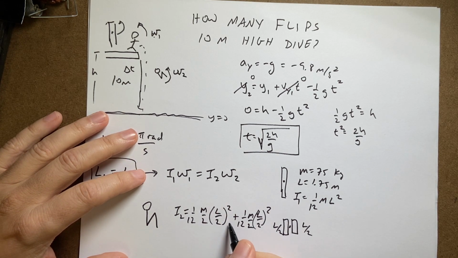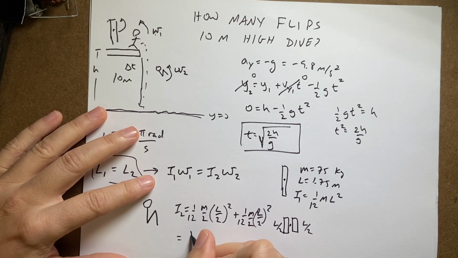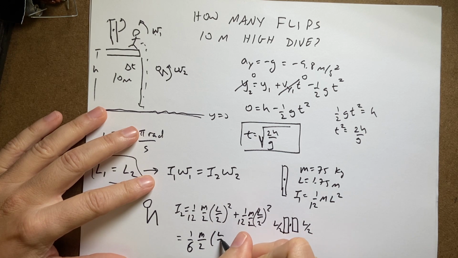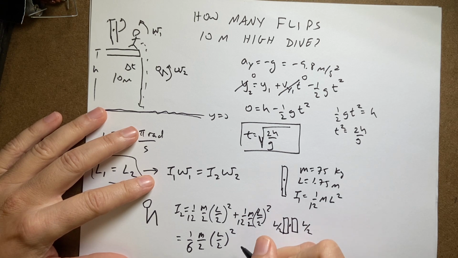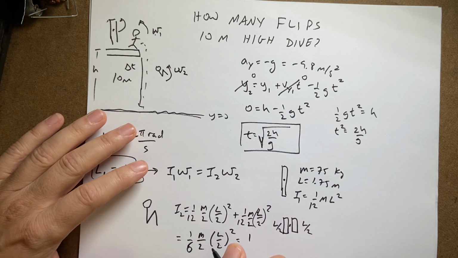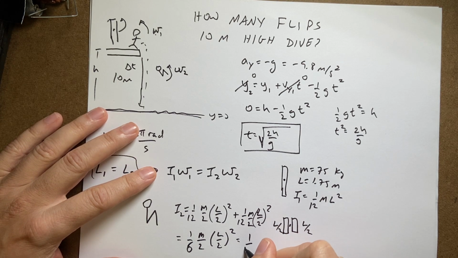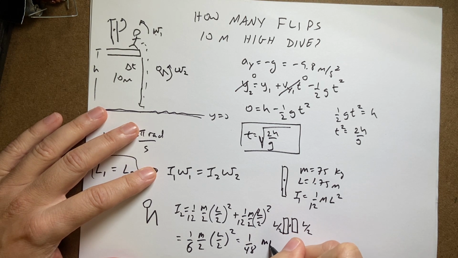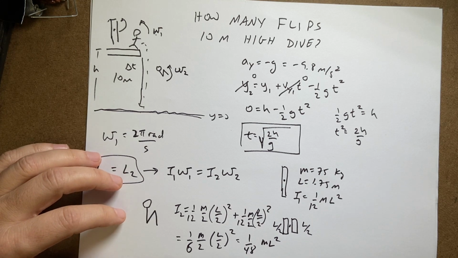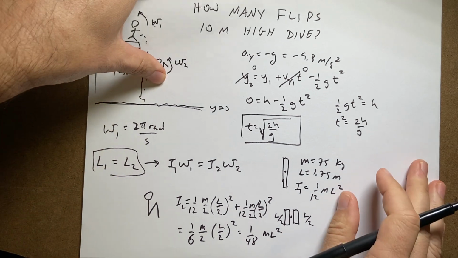So of course I can add these two terms together and I get 1/6 m over 2 L over 2 squared. So that's 1/12, but then I square this and I get a 4th. So 12 times 4 is 48. So it's 1 over 48 m L squared. That's I2. Approximation, people, it's just an approximation.